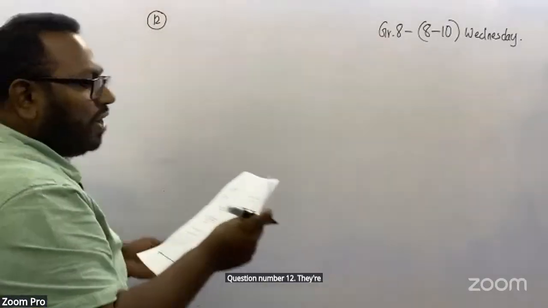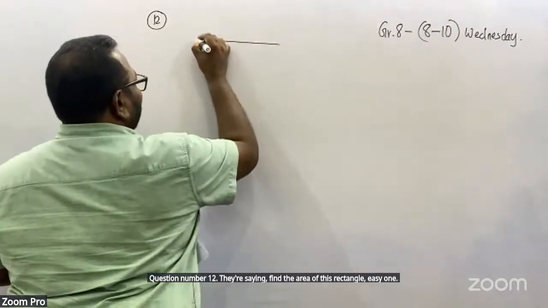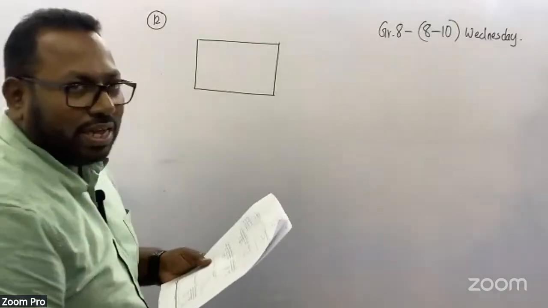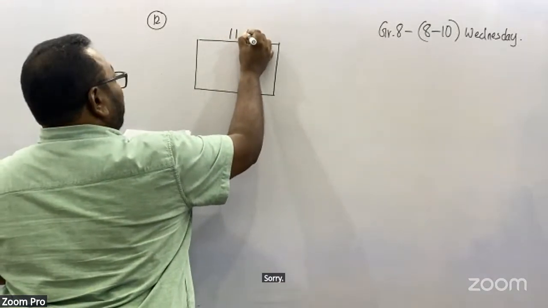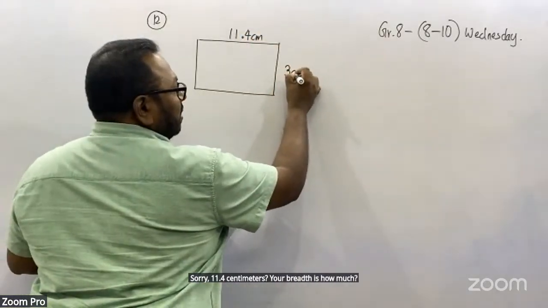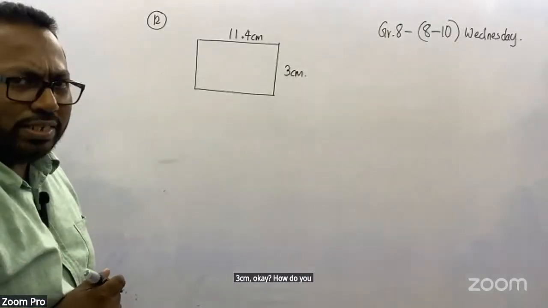They're saying find the area of this rectangle. Easy one. You have a rectangle. Your length is how much? 11.4 centimeters. Your breadth is how much? 3 centimeters. Okay.